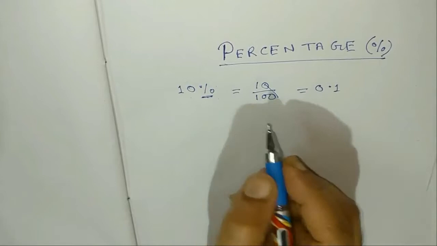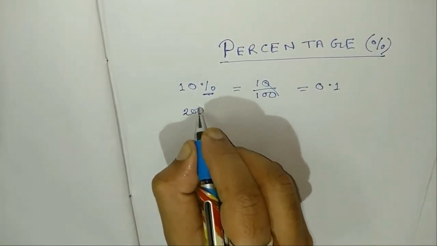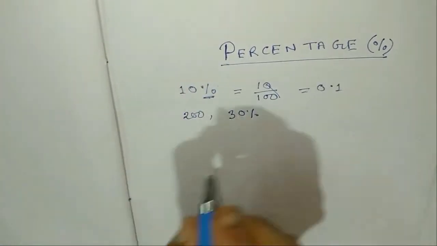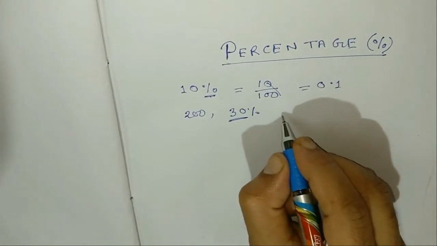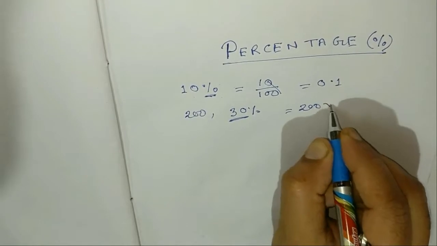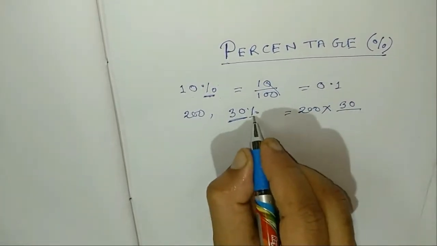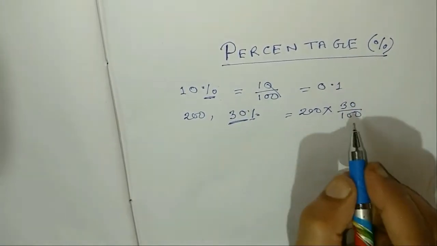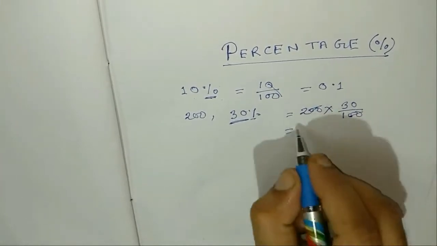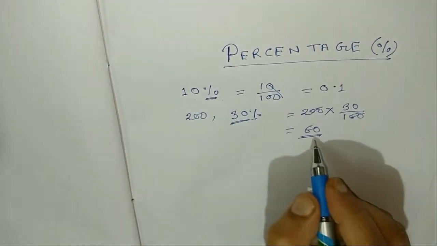Now similarly, suppose there is a number 200 and we need to calculate 30% of this number. As we have seen, percentage is nothing but we need to divide by 100. So we can multiply 200 into 30 divided by 100, and if we divide 100 and 200 we will get 2. So 2 into 30 is equal to 60. So the 30% of 200 is nothing but 60.